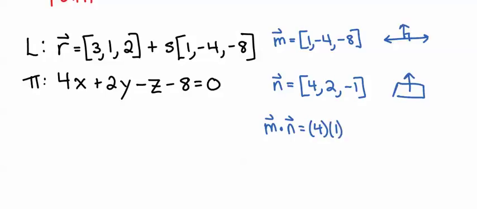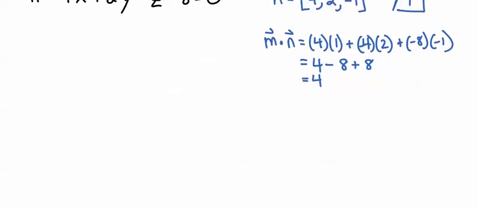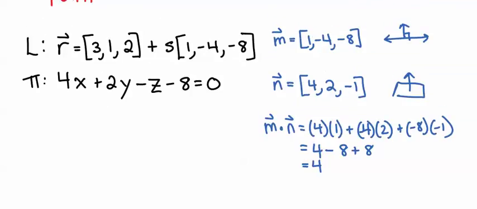So 4 times 1 plus -4 times 2 plus -8 times -1 equals 4 minus 8 plus 8, which equals 4. So they're not perpendicular to each other, and therefore they're going to intersect. Since we know they're going to intersect, we want to merge the two equations together to find when their x, y, and z coordinates are the same.